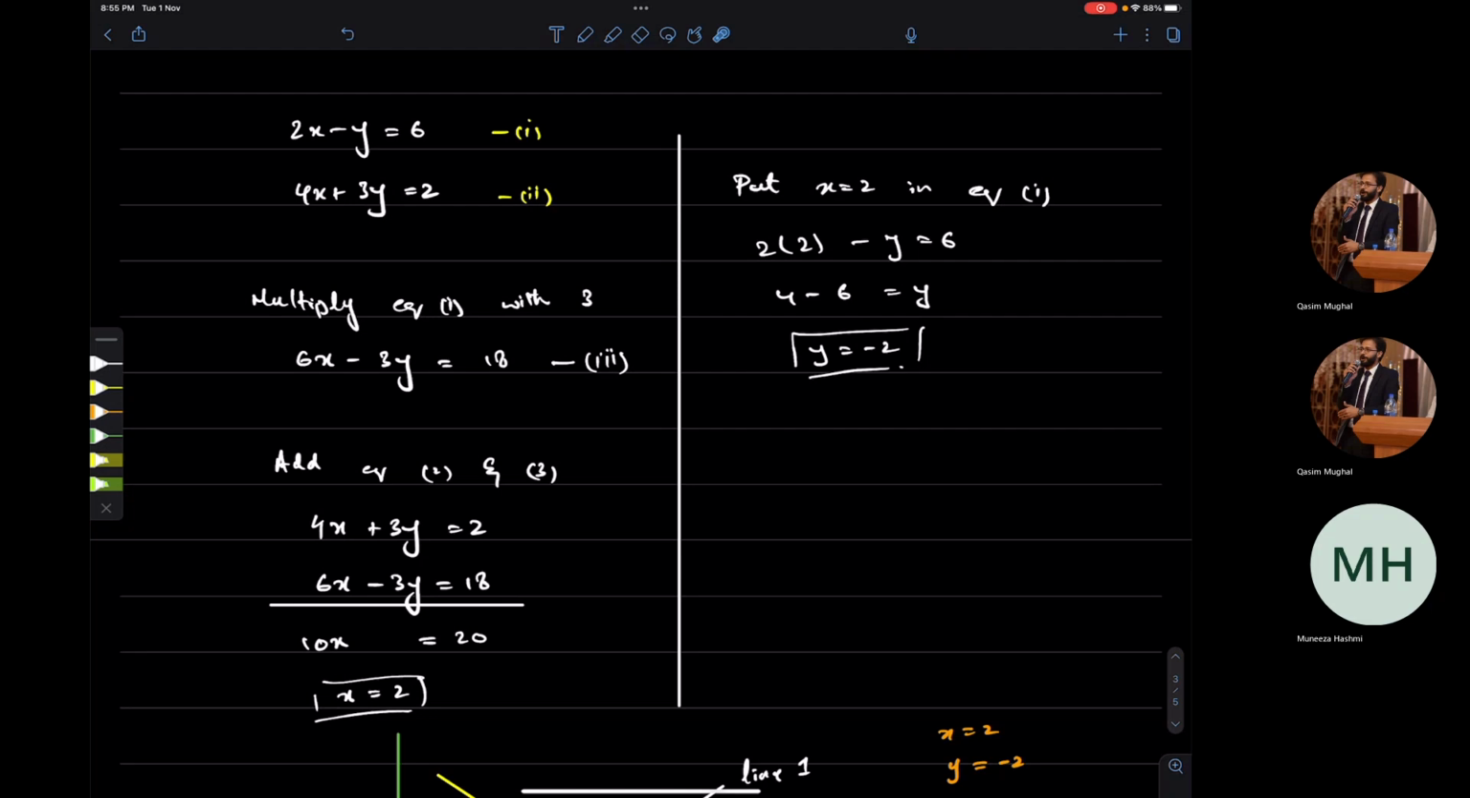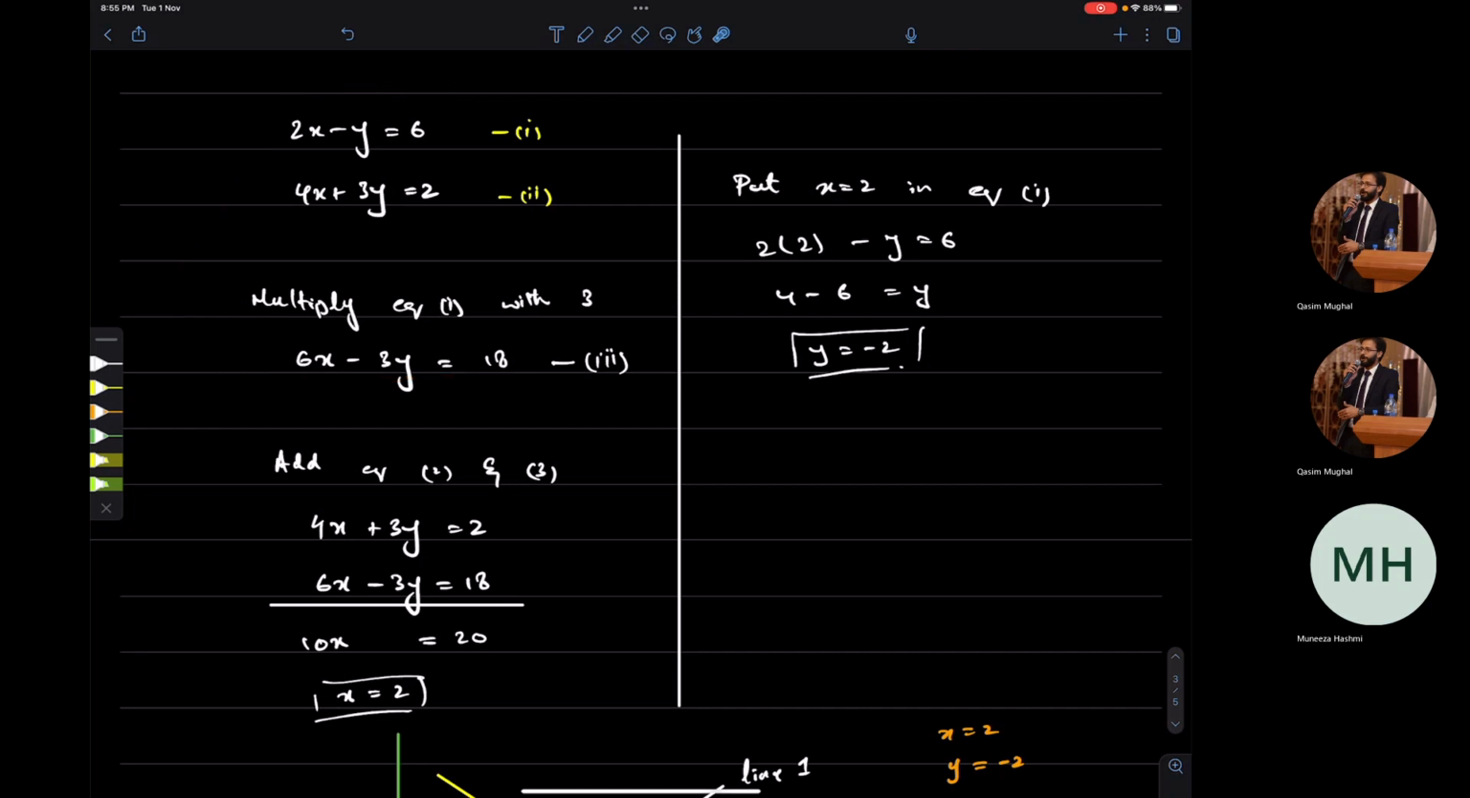All right, now, as you can see here, I've solved this pair of simultaneous equations by using the elimination method. So I multiplied equation 1 by 3 first, so that I have the same coefficient with the opposite sign, then I'll be eliminating the variable y. So when I multiplied equation 1 by 3, this is what I got: 6x minus 3y equals 18.